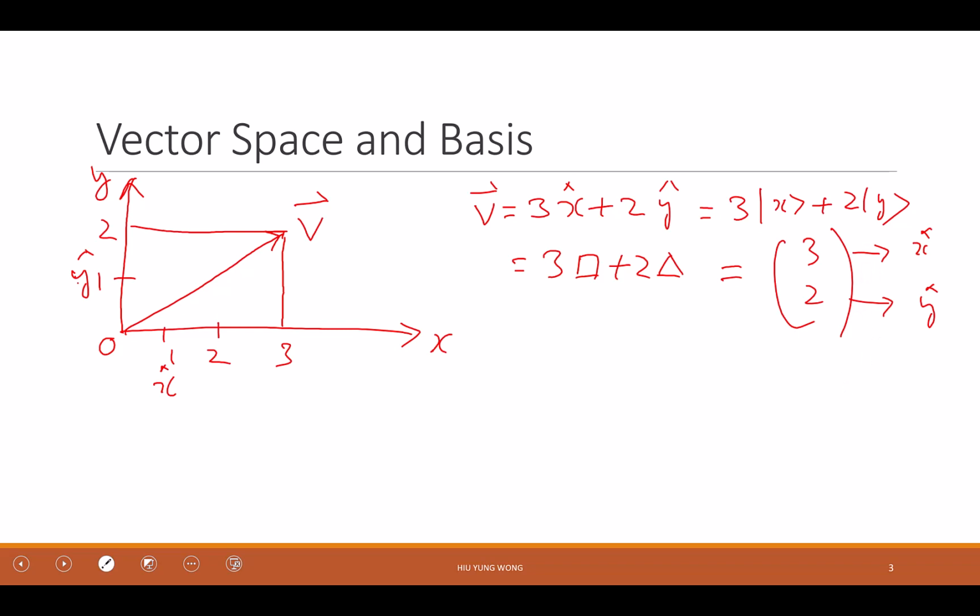As long as we understand the 3 represents 3 units of the first basis. Now I call it the first basis, not just that it's x hat. For me, what I care about is more like this is the first basis vector.